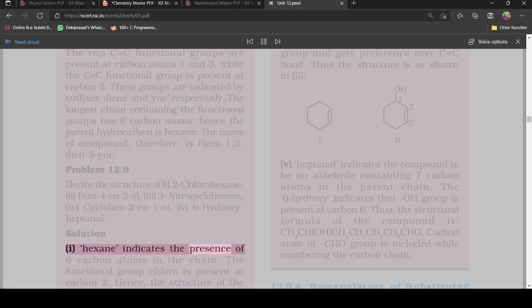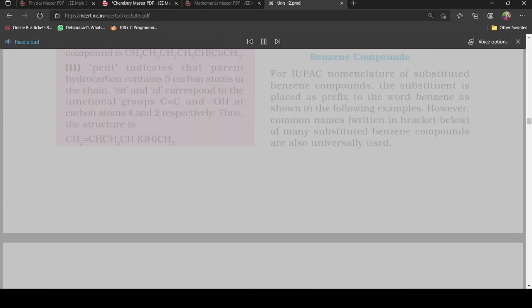1. Hexane indicates the presence of 6 carbon atoms in the chain. The functional group chloro is present at carbon 2. Hence, the structure of the compound is CH3CH2CH2CH2CHClCH3. 2. Pent indicates that the parent hydrocarbon contains 5 carbon atoms in the chain. En and ol correspond to the functional groups C=C and OH at carbon atoms 4 and 2 respectively. Thus, the structure is CH2=CHCH2CH(OH)CH3.